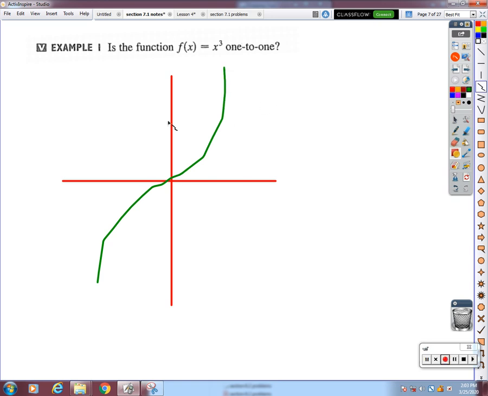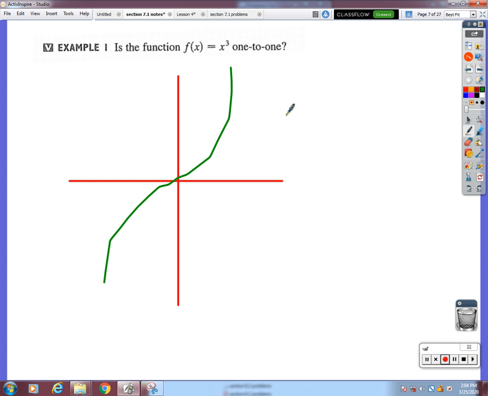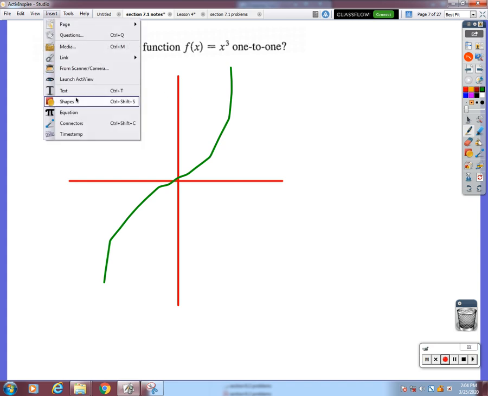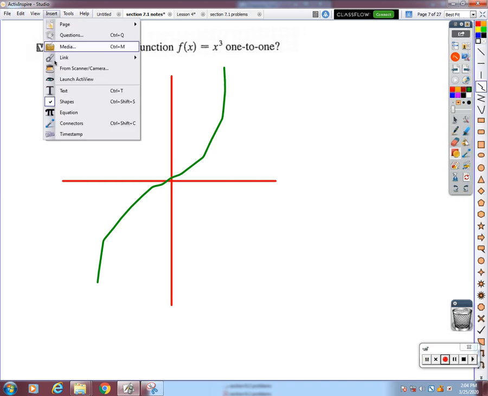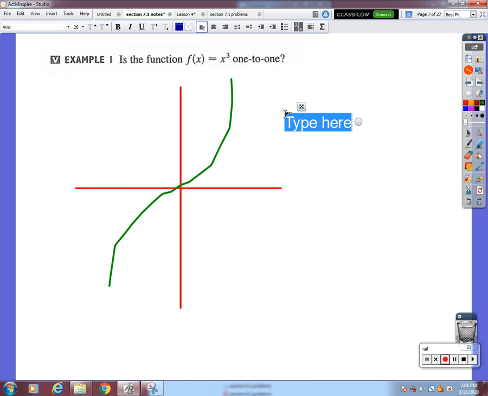So since this passes the horizontal line test and it passes the vertical line test, that means that this function is one-to-one.